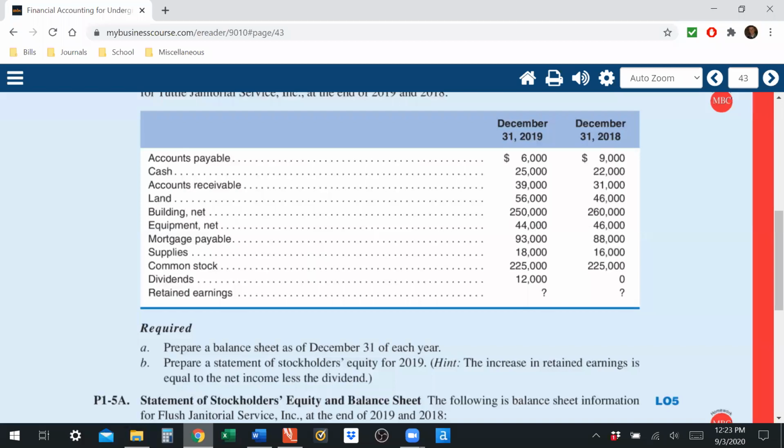Next asset is building. And the word net means, so this $250,000, that's what our buildings are worth at the end of 2019 after subtracting their depreciation. So net of depreciation. That's what the word net means. Same thing with equipment, net of depreciation.